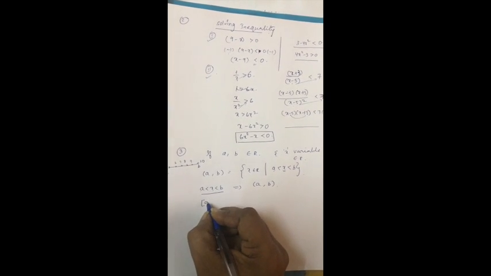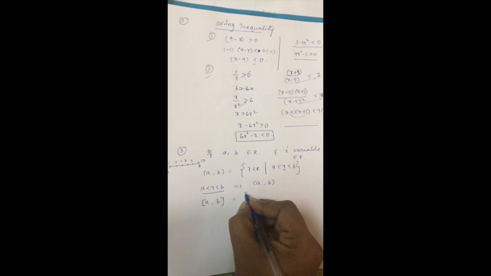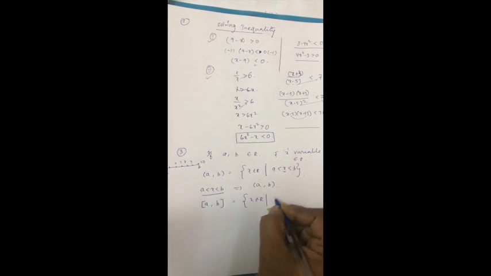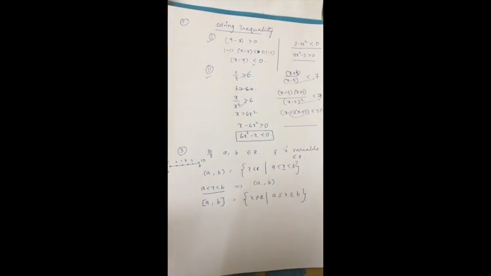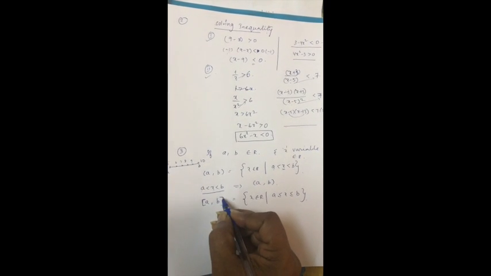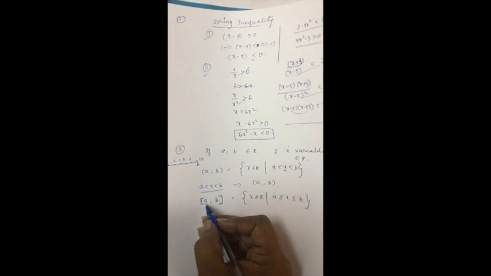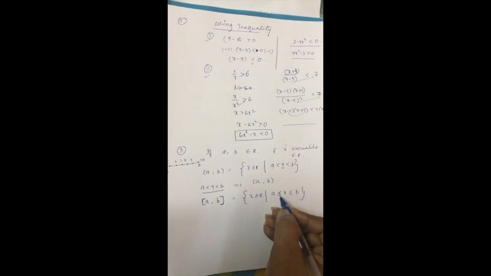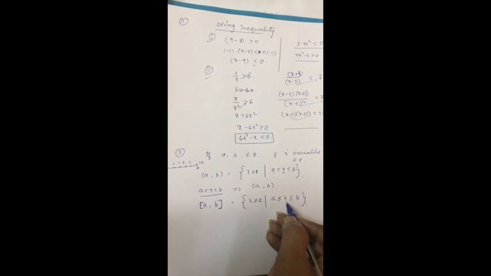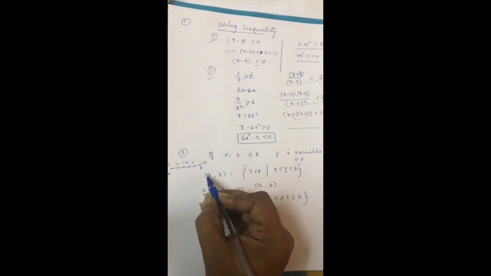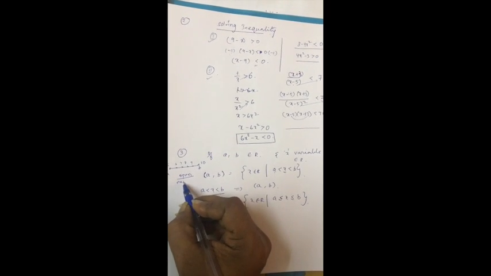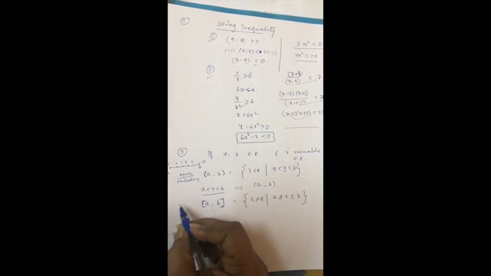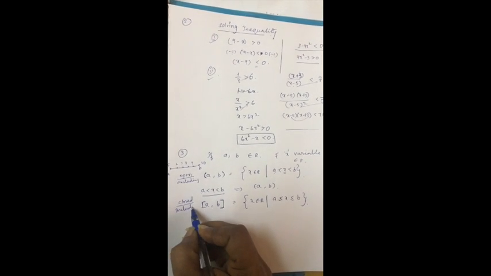Similarly, if I write a comma b in closed brackets, then I can simply write x belongs to R, a less than or equal to x less than or equal to b. What do these brackets mean? Including a, including b. That's why you have kept a less than or equal to x less than or equal to b. Here, the open bracket means excluding, and the closed bracket means including.